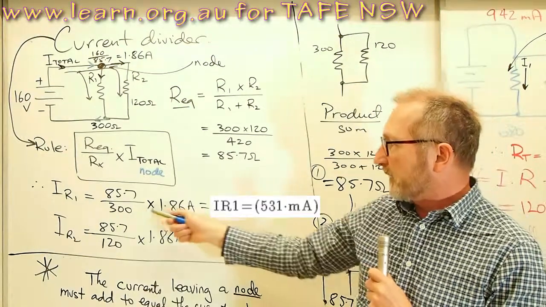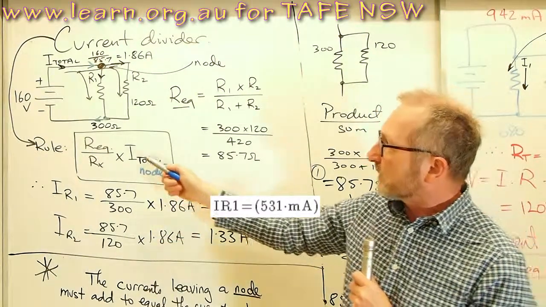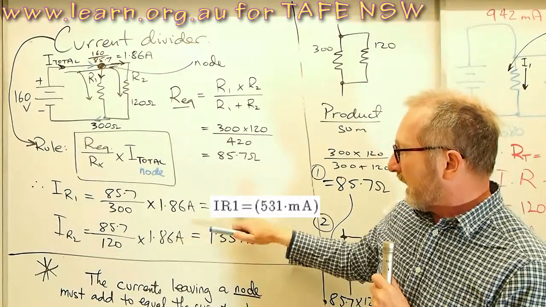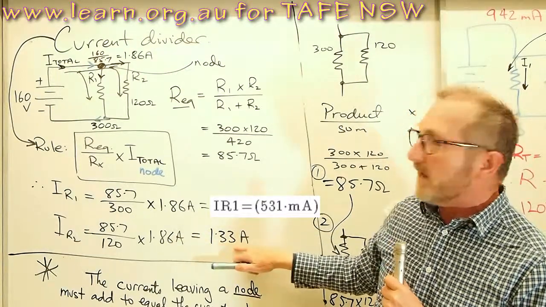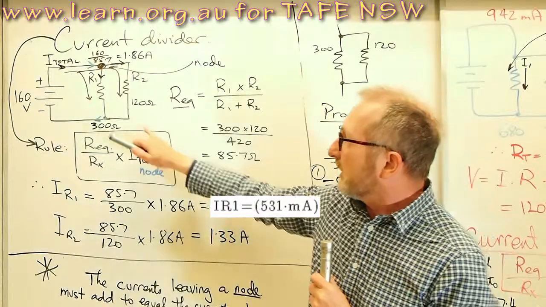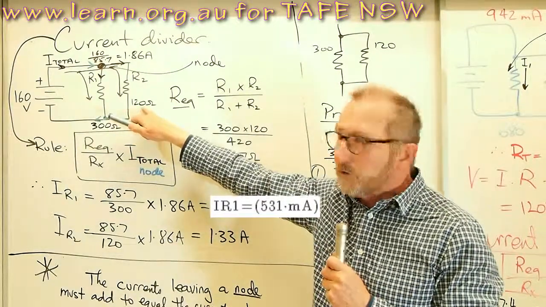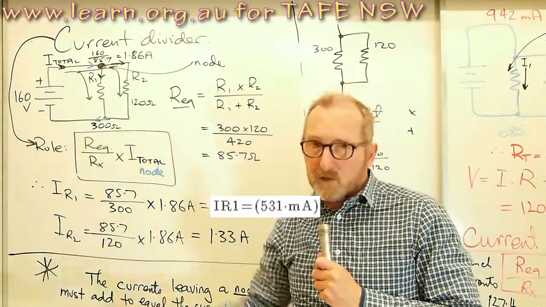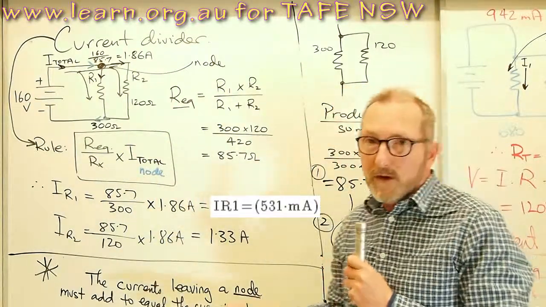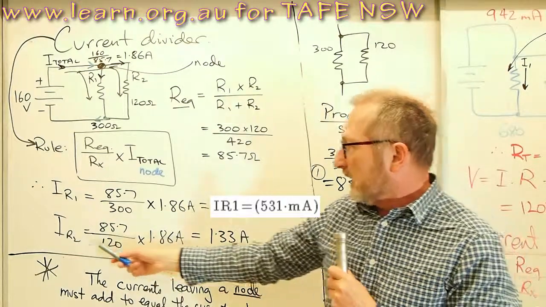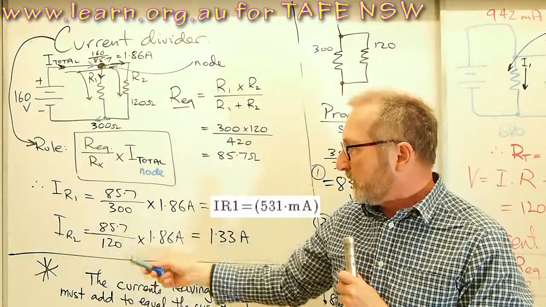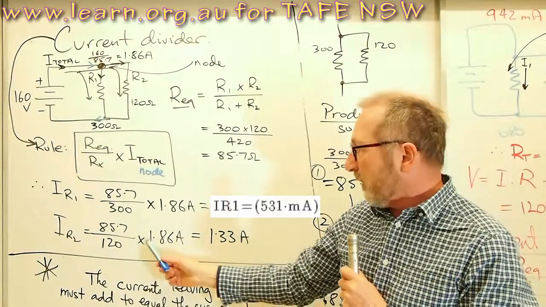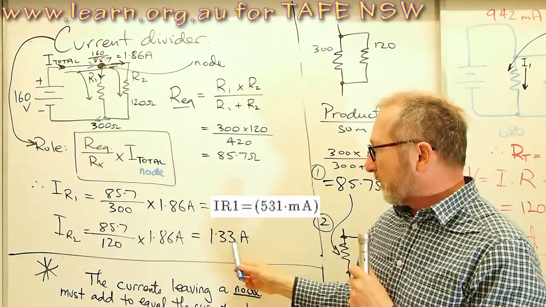531 milliamps is flowing through the 300 ohm resistor, and note that is a lot smaller than the 1.33 amperes of current flowing in its buddy over here, which is only 120 ohms. Lower value of resistance, much higher current flowing through that lower value of resistance, and hence IR2, Req divided by the value of R2 times the node current to give 1.33 amperes.